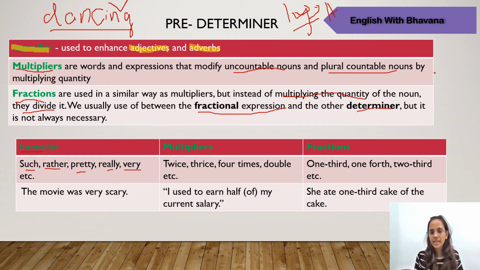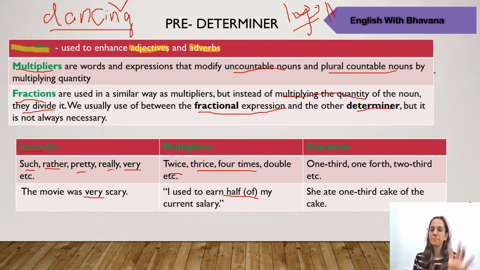Now, what are multipliers? As I said, twice, thrice, four times, double, etc. I used to earn half of my current salary. So I'm saying it in the form of multiples, half. Over here, fractions. One third, one fourth, two third, etc. She ate one third of the cake. So these are what?